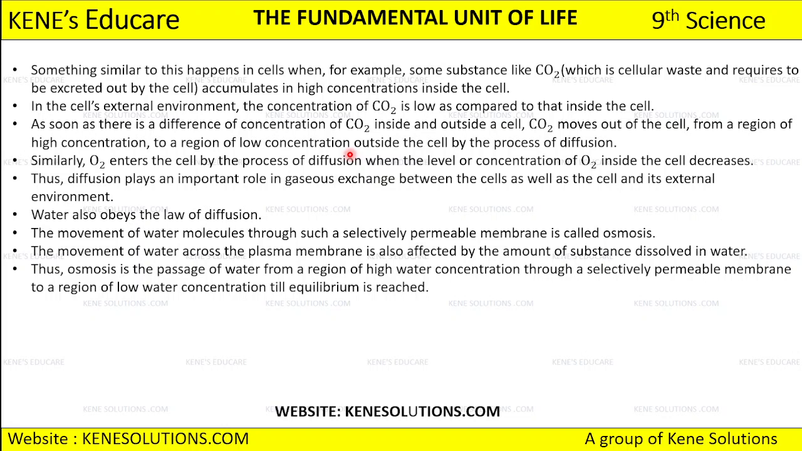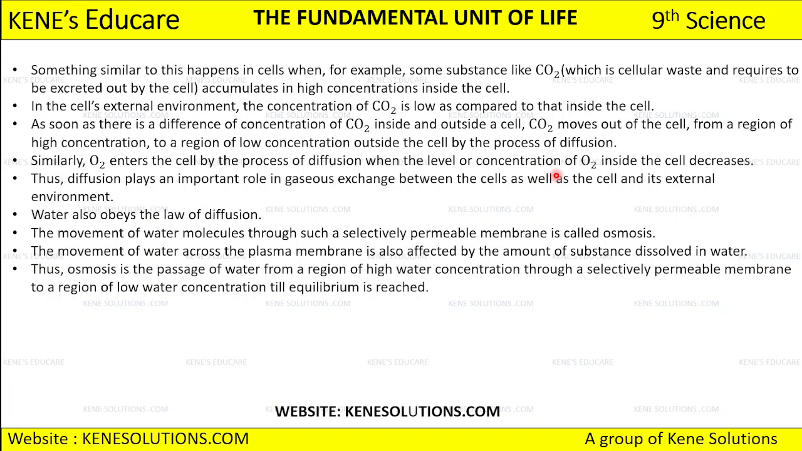So what happens? Because inside the cell the concentration of CO2 was more, CO2 is going to move outside the cell, because the concentration of CO2 outside is low. So this is what we have discussed in diffusion. It is going to move out from a region of higher concentration to a region of lower concentration through the process of diffusion, right? Similarly, oxygen is going to enter the cell by the process of diffusion when the level or concentration of CO2 inside the cell decreases.